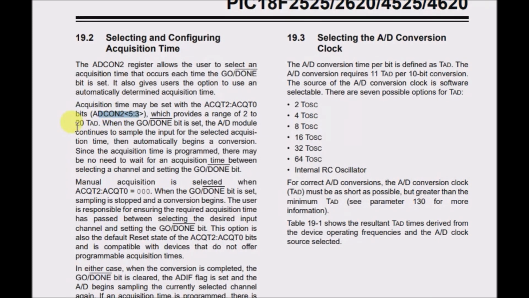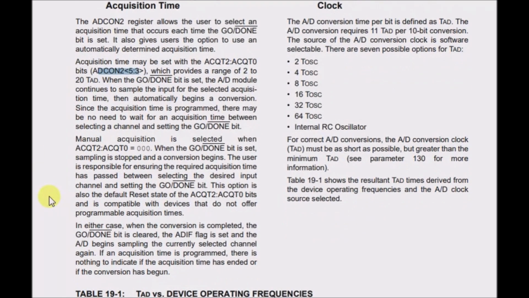When the GO/DONE bit is set, the AD module continues to sample the input for the selected acquisition time, then automatically begins a conversion. Since the acquisition time is programmed, there may be no need to wait for an acquisition time between selecting a channel and setting the GO/DONE bit. Manual acquisition is selected when ACQT2 to ACQT0 equals 000. When the GO/DONE bit is set, sampling is stopped and a conversion begins.